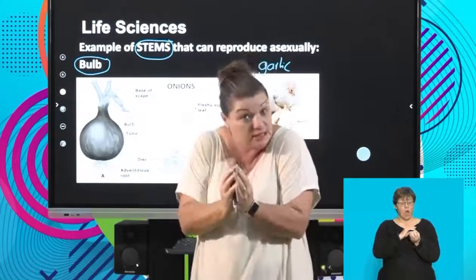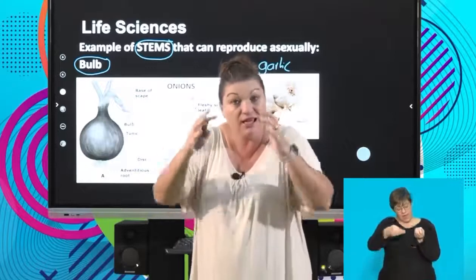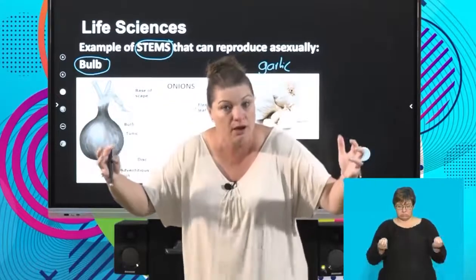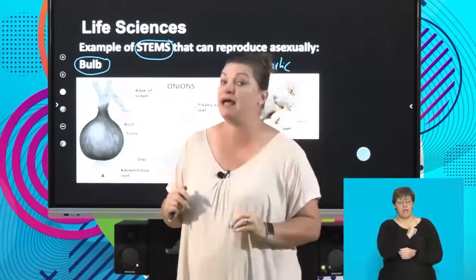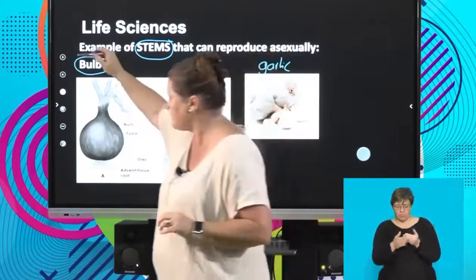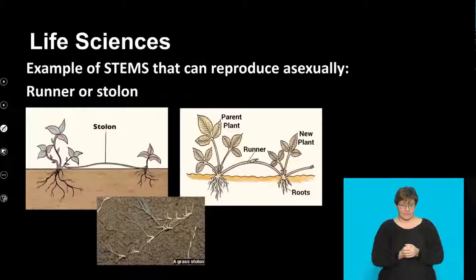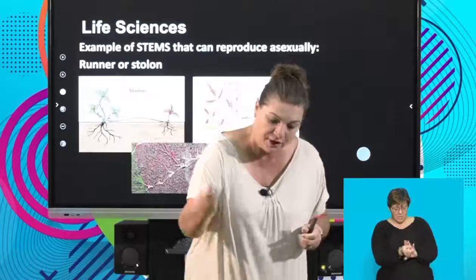They are underneath the ground and they can make new plants just by that little bud. Okay, our next example is a runner or a stolon. Now, the best example that you might be able to get to quite quickly is grass. I don't know if I pull out grass.